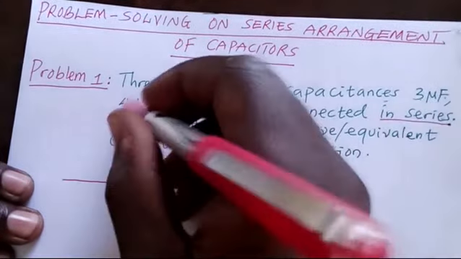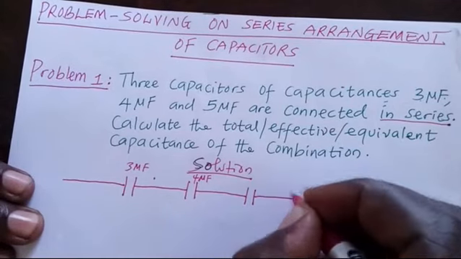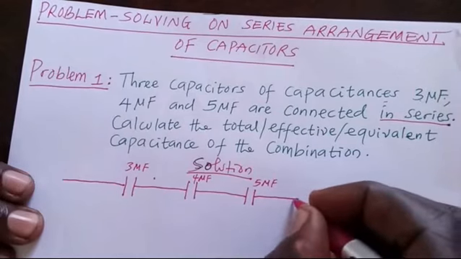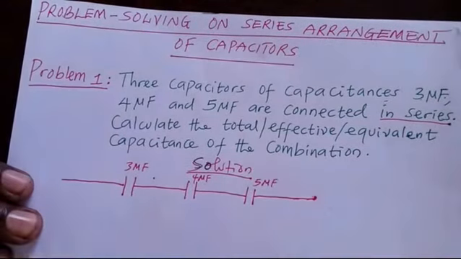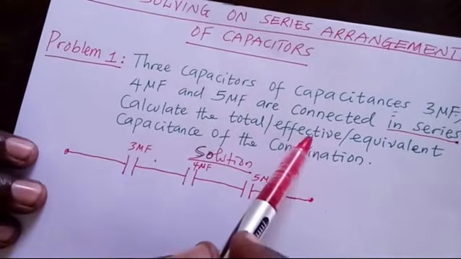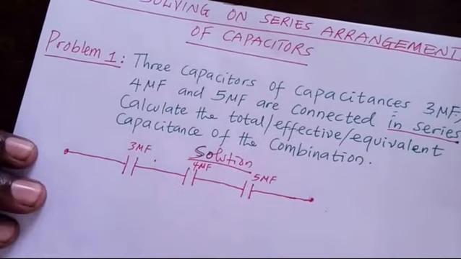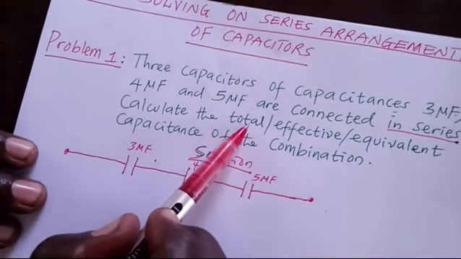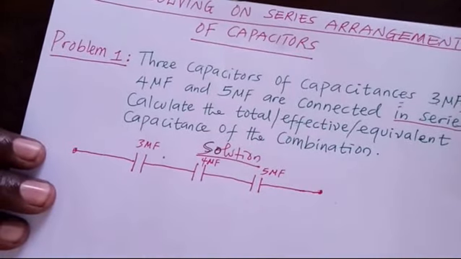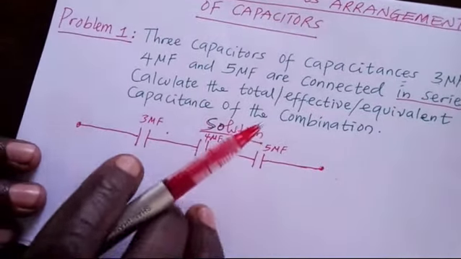Look at it, very important. Then the third one has a value of 5 microfarad. They are connected in series. We calculate the total, or you call it effective or equivalent. I put all three because they mean one and the same thing. In some books they use total, in some books effective, in others equivalent. Get the total capacitance of the combination.